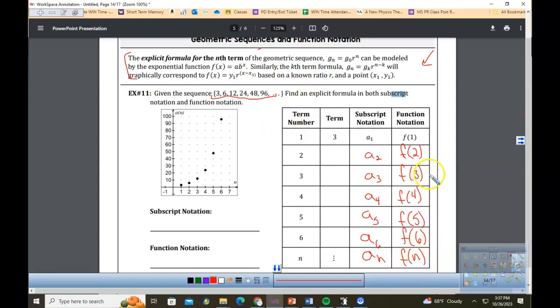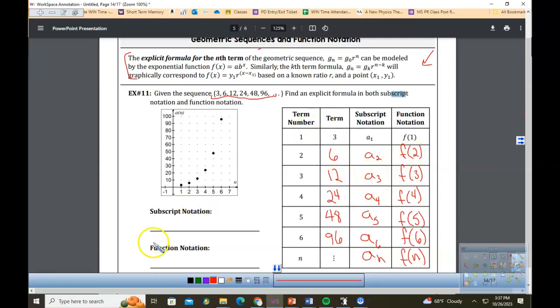Alright. Are we good on that? Now over here, we're just copying the terms from up here, right? Or from the graph. 3, 6, 12, 24, 48, 96. Not so bad, right? But remember, F of 2 is the same thing as A of 2. And that is our 6. 6 is A sub 2, which is F of 2. They're all kind of the same thing.